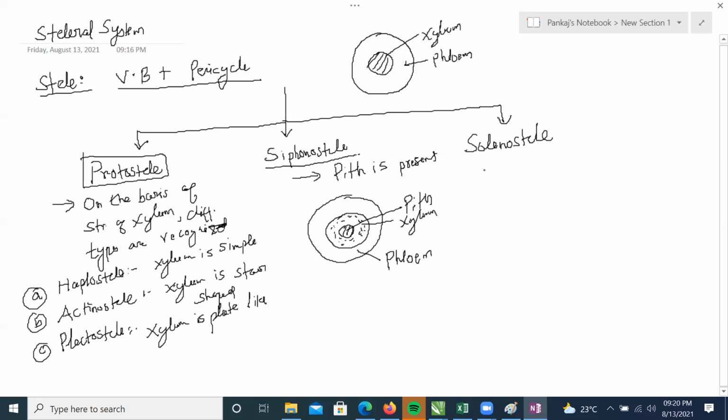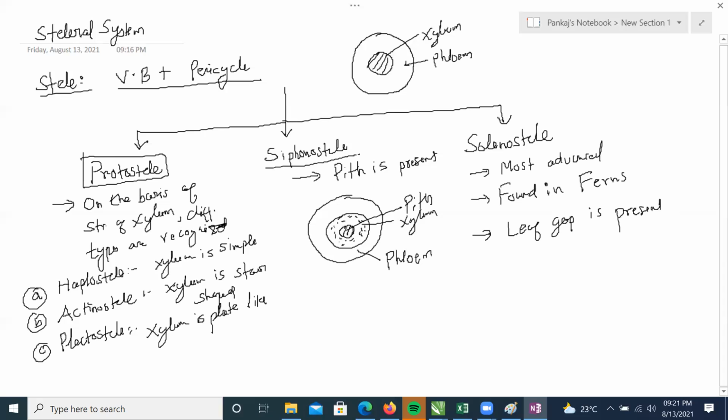Now solenostele, what happens? It is the most advanced. Or we can say it is found in fern. You know, fern is a higher pteridophyte, right? Here what happens is that leaf gap is present. Okay. So write this down.